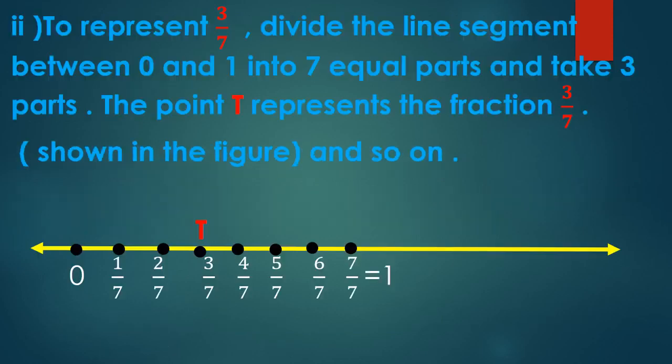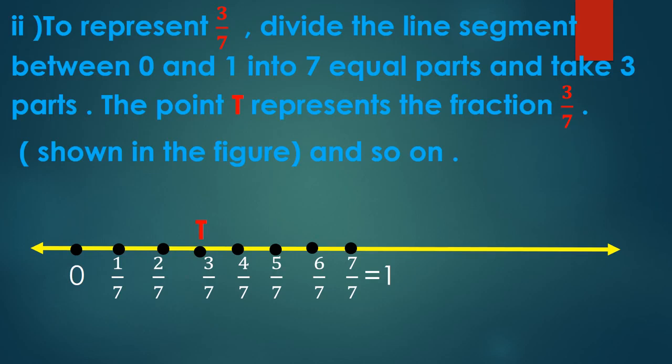See one more example. Now we have to represent 3 upon 7. Divide the line segment between 0 and 1 into 7 equal parts. As the denominator is 7, so between 0 and 1 we want 7 equal parts: 1 upon 7, 2 upon 7, 3 upon 7, 4 upon 7, 5 upon 7, 6 upon 7 and then 7 upon 7 which is equal to 1. 7 and 7 cancel, so you will get 1.